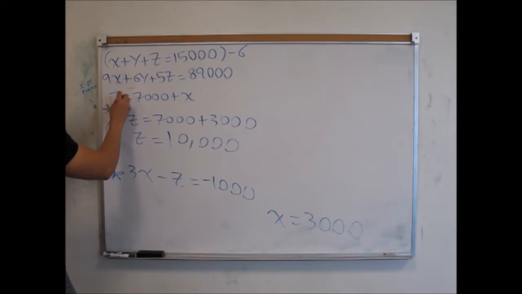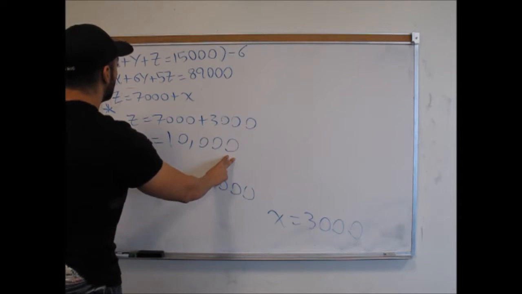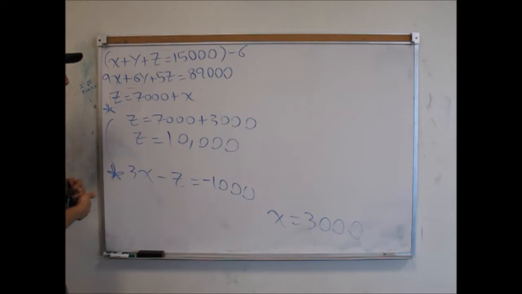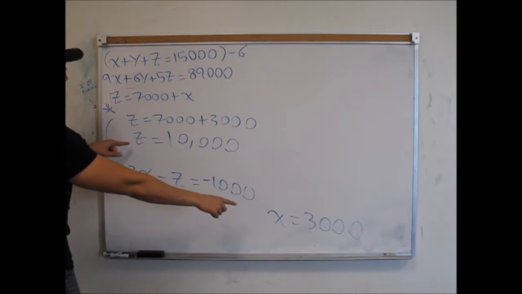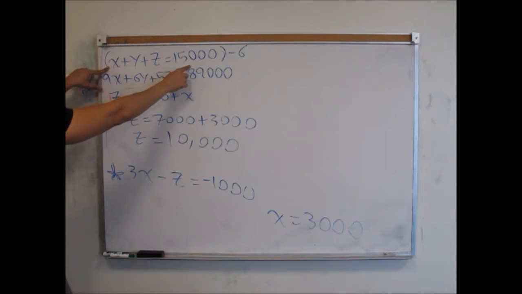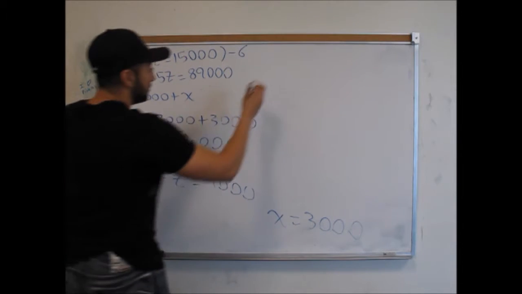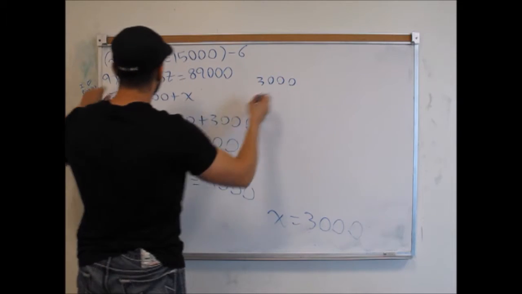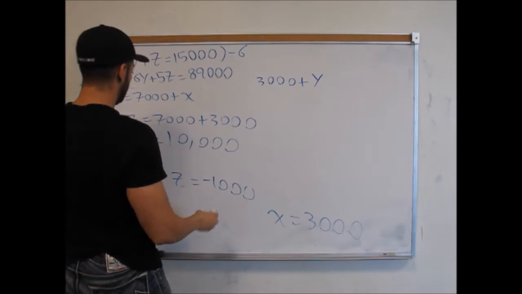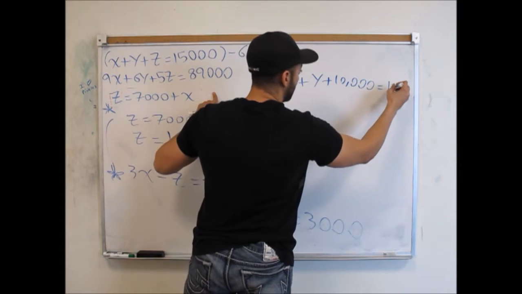Okay, so now that we have what x is equal to and we have what z is equal to, we could go back into one of the equations that contain three variables to find the last variable that we're missing. So since we have x and z, we need to find y. Either equation is fine. I'm just going to work with this one because there's no coefficients in front of it. So x is 3,000. Y is what we're trying to solve for. Z is equal to 10,000. And that equals 15,000.